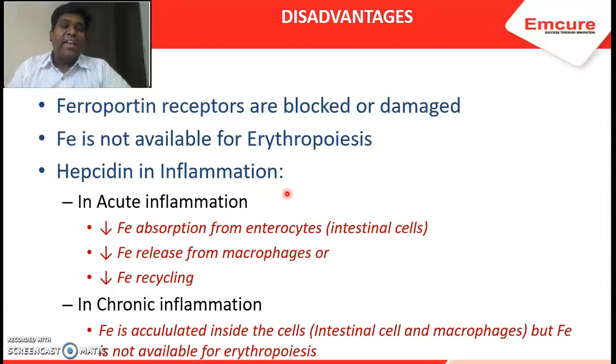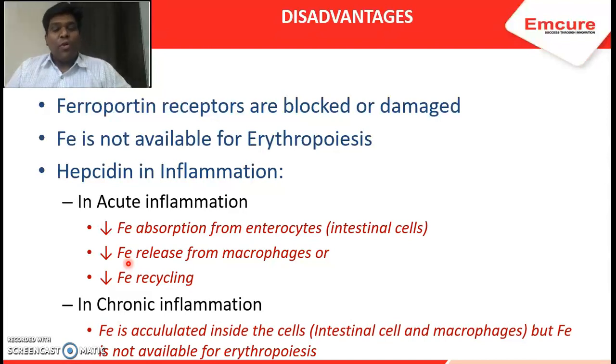So what hepcidin does in inflammation, whether it is acute or chronic inflammation, is reduce the absorption of iron, because it is trying to block the supply of iron to the inflammatory cytokines. It blocks the supply of iron to the growing microorganisms. So it prevents iron recycling, but unfortunately, as a result, there is a disadvantage. Iron is not even reaching the bone marrow, and therefore erythropoiesis is getting disturbed.